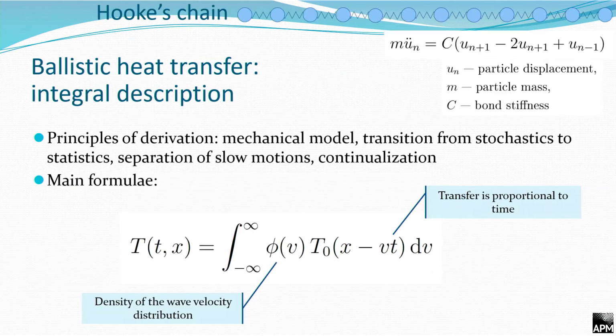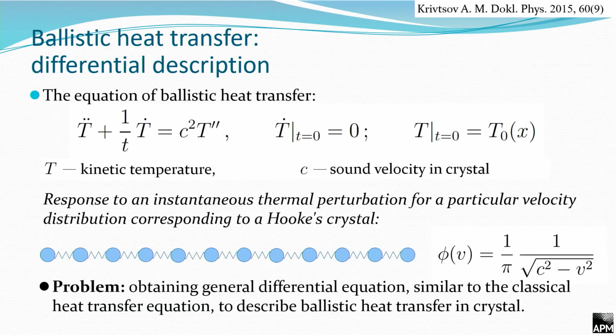diffusive heat transfer. When we have ballistic heat transfer, the situation is different. This is an example of heat transfer in the simplest model, the Hooke chain, which is shown at the top of the slide. And the solution can also be obtained in integral form. But here you can see the transfer function is proportional to time, and the shape function will have a special form, which depends on the type of the crystal and on the dispersion curve in this system. For example, for the Hooke chain, you will have something like that.